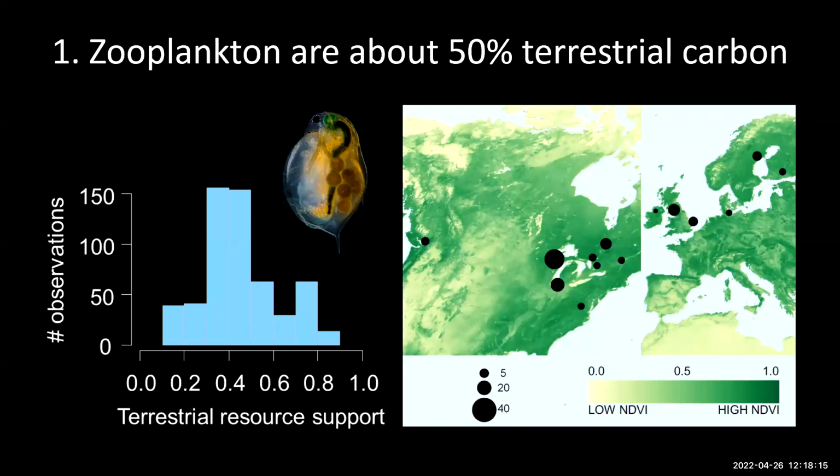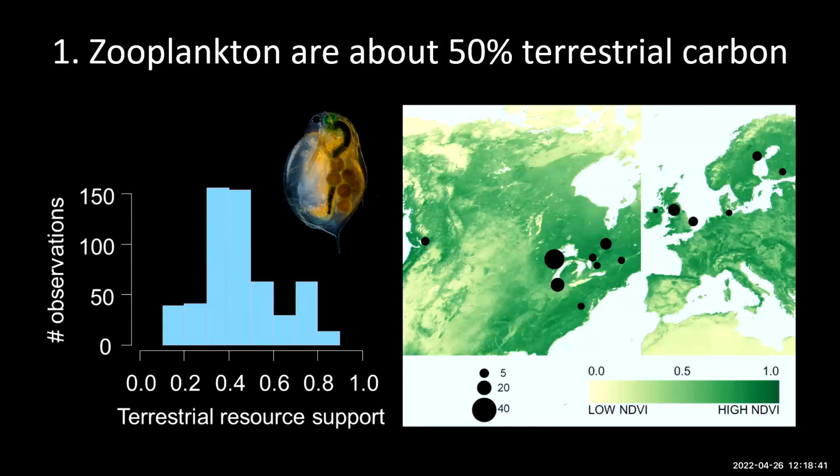And what we discovered was that half of all zooplankton, so these are the number of observations in our data set, half of them were comprised of at least 42% terrestrial material. So half of all zooplankton are made up almost half of terrestrial material, but there is a lot of variation here in this plot that you can see.